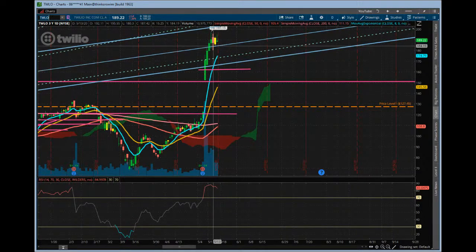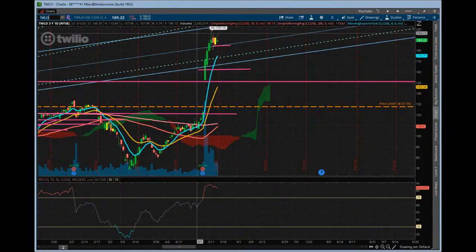It might want to test the inside day low. If it holds that, we might see it bounce and kind of get back out of those levels again. You might actually see some sideways action on this thing for a while. Held its gap really nicely, though.